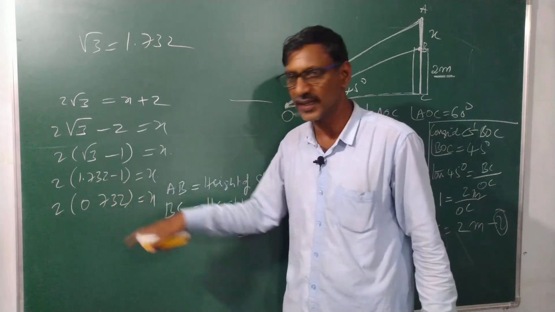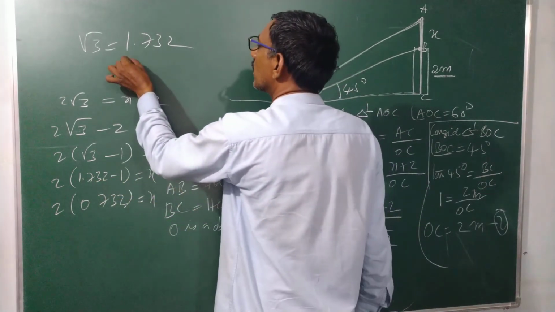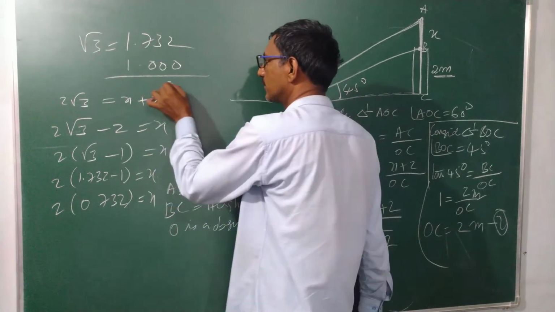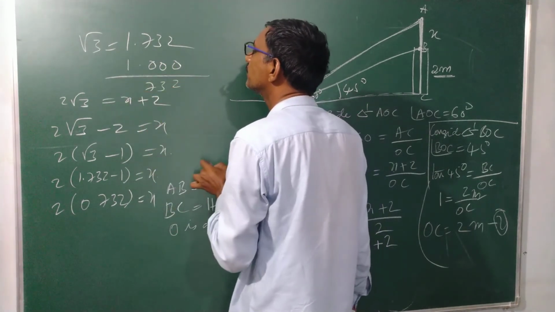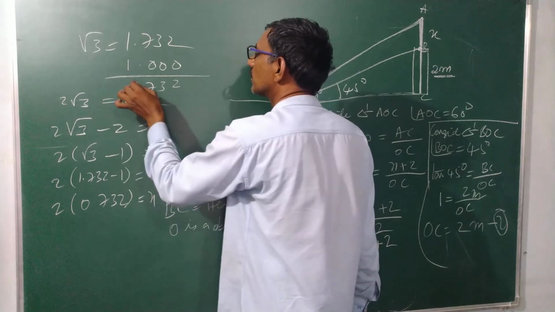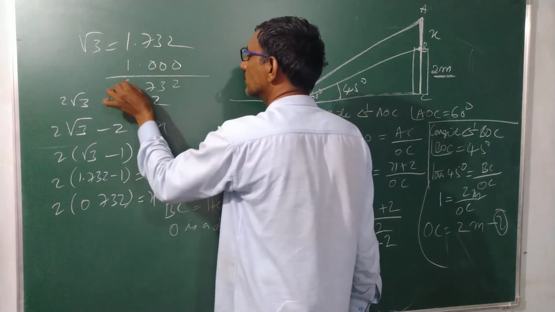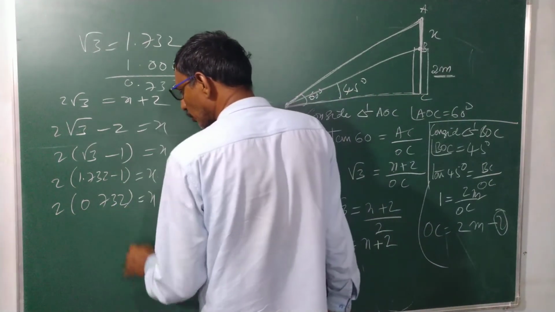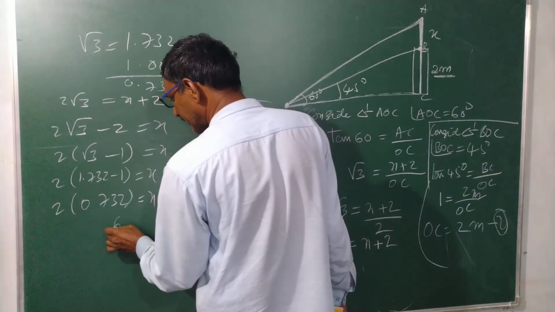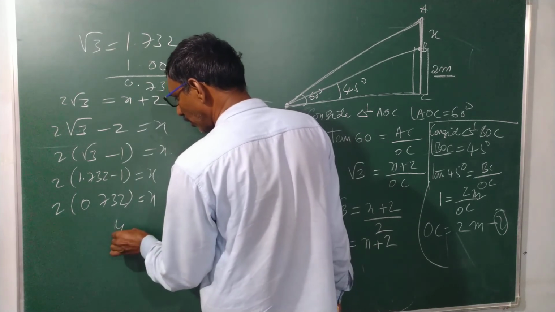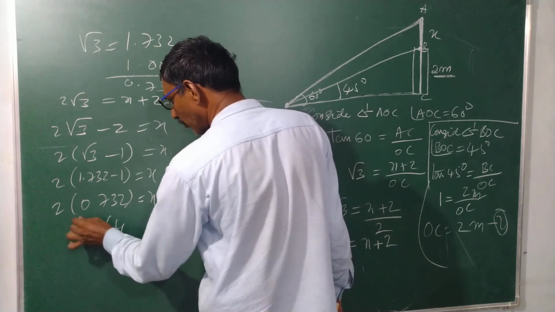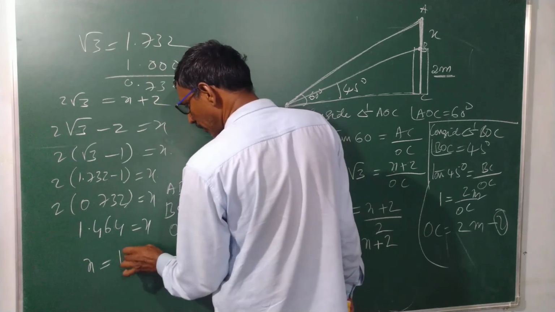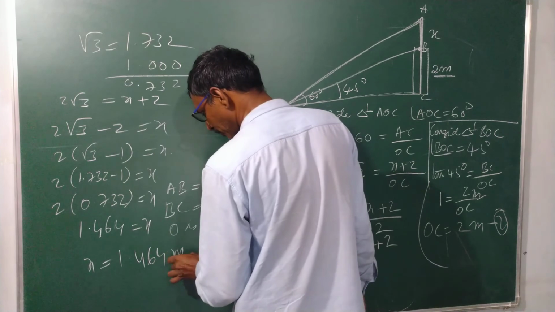1.732 minus 1 is 0.732. By multiplying this by 2, we get 1.464. That is equal to x. Therefore, x is equal to 1.464 meters.